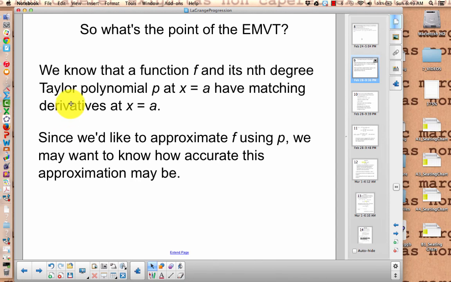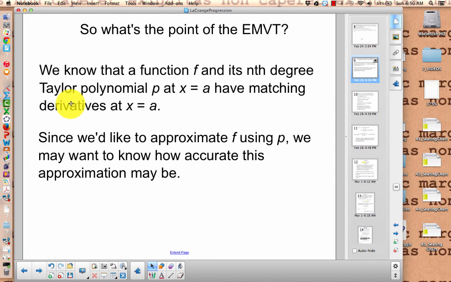Okay, so we're at the point now where we know what the extended mean value theorem says. And now the question, I guess, is what's the point? Why does it matter? So here's the reason. We're going to start by saying we know that a function and its nth degree Taylor polynomial p at some place that we chose, a, have matching derivatives at x equals a, up to the nth degree.